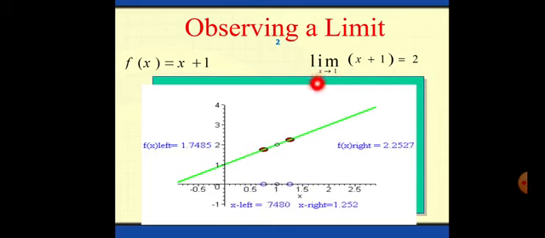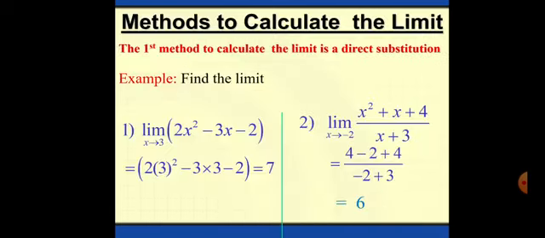You can get it using direct substitution. Instead of x, you can substitute x equals 1, so the answer is 2. There are several methods to find limits. Method number 1, direct substitution. In these two examples, we can use direct substitution, as we can substitute x equals 3 to get your final answer, and for this limit as well, you can substitute x equals 2 to get your final answer.